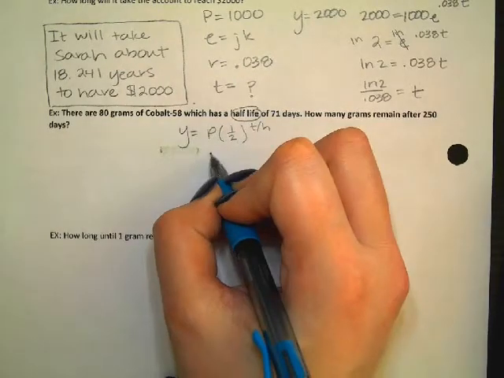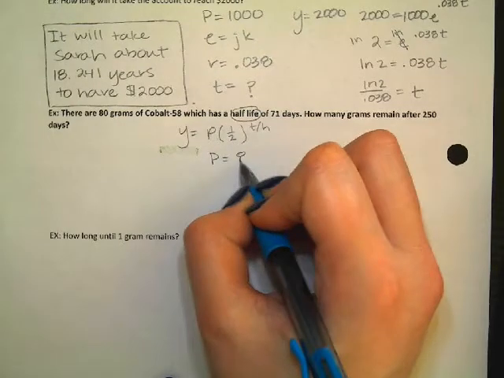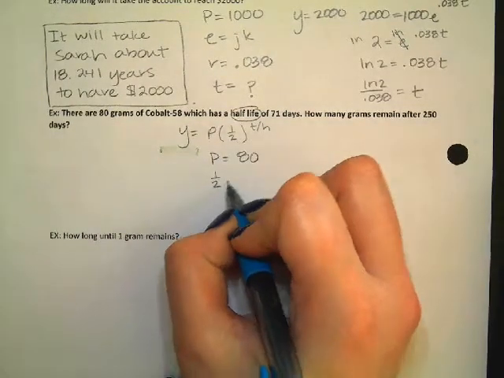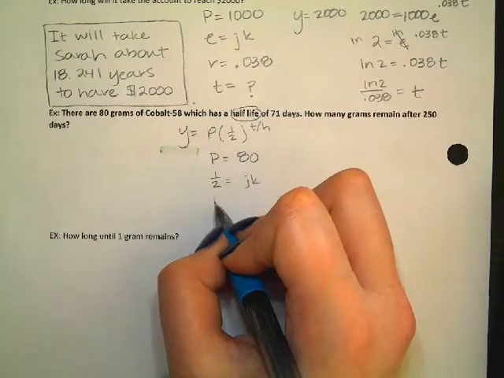All right. So P equals what? What's your starting amount? 80. Okay. 1/2 equals 1/2. Okay. T equals.